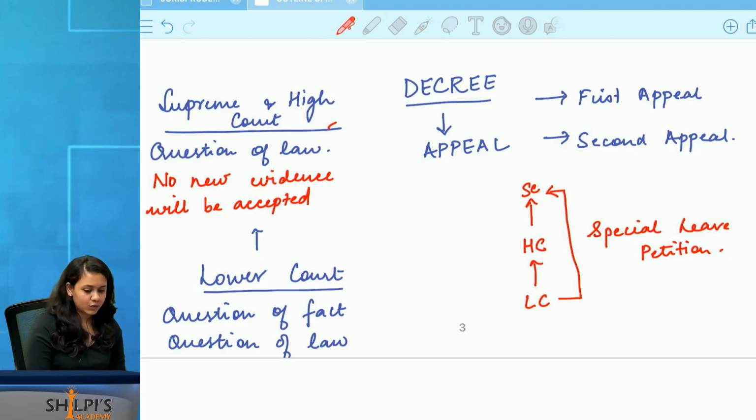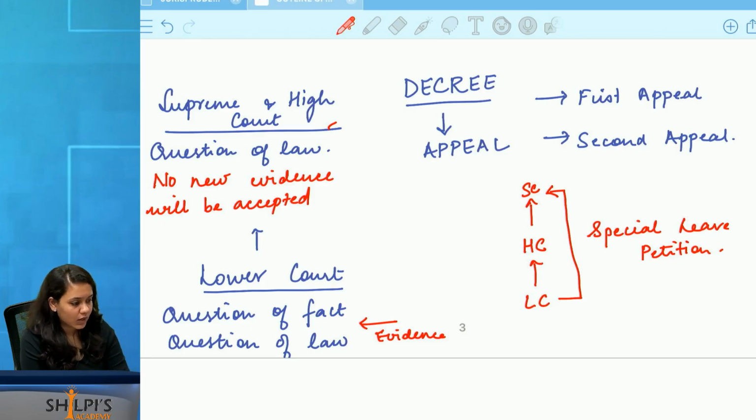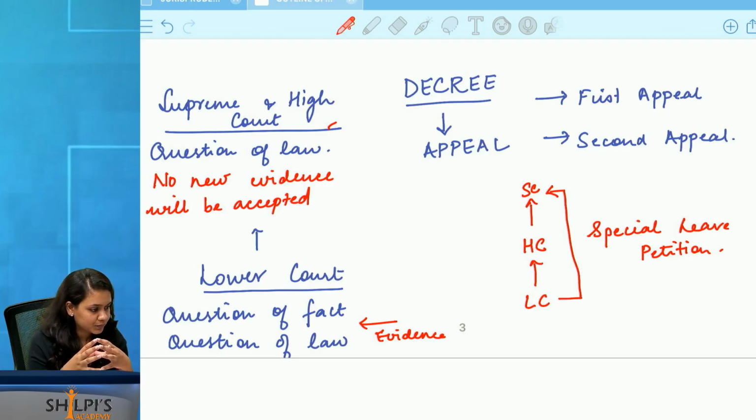Now, one thing that I've written in red over here, in the Supreme Court and the High Court, no new evidence will be accepted. That means whatever evidence was given at the lower court level itself is the same evidence which will be carried forward to the High Court and the Supreme Court. Now, this is not a hard and fast rule. If the court believes that there is a necessary evidence to be granted, then they can accept new evidence. But generally as a principle, the court will not accept new evidence in the higher court and the appellate court levels. Please just remember this point as a concept. Question of law, question of facts, the principle of admitting evidence, and the concept of a special leave petition. Right?